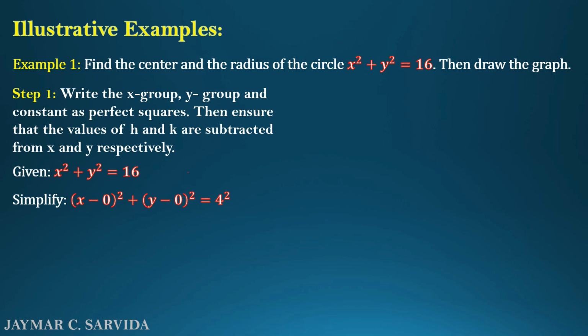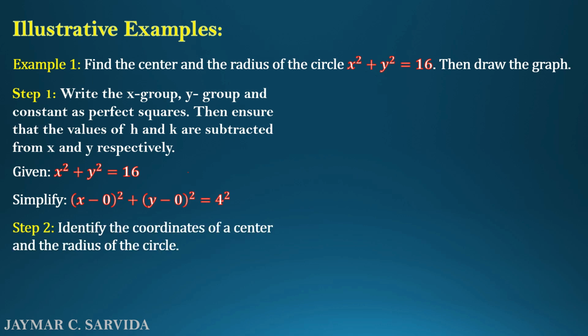So, we write it in the form of quantity of x minus h squared plus quantity of y minus k squared equals r squared. So our h, we replace with 0. Then the k, we also replace with 0. Then the radius, we make it a perfect square. So, that is 4.